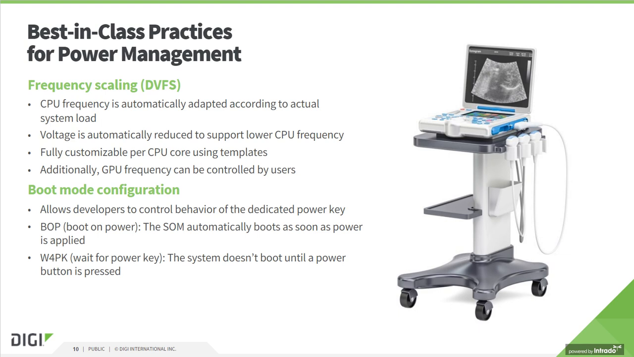Another feature to mention is the boot mode configuration. Traditional embedded systems are fully powered as soon as the power supply is attached, typically. Providing a power key can help to significantly reduce power consumption when the system is not in use. The Digi solution offers a configuration option to switch from boot on power, to boot the system as soon as power is applied, to wait for power key, to only boot the system when the power key is pressed, and vice versa.